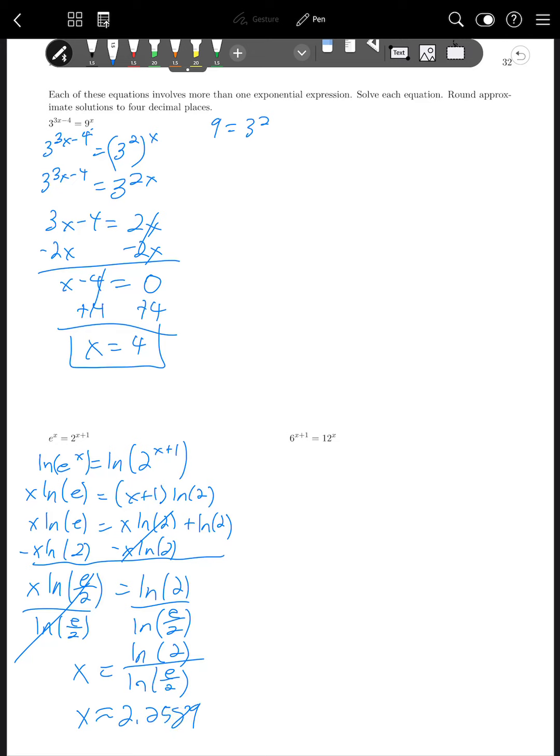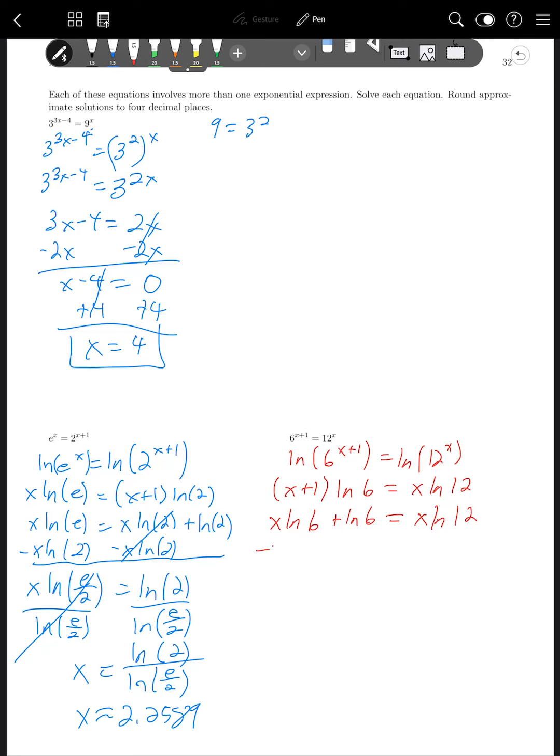And if you do it this way, these problems will work pretty much all of them exactly the same way. You're either going to be adding or subtracting a logarithm to each side, and so you can use your rules for combining. So if we look at the next one, we could do this exactly the same way. So take the natural log of both sides. And now we can bring the exponent out in front. So x plus 1 times the natural log of 6 equals x times the natural log of 12. And then we can distribute. So x times the natural log of 6 plus the natural log of 6 equals x times the natural log of 12. And now we need to get all the x's on the same side.